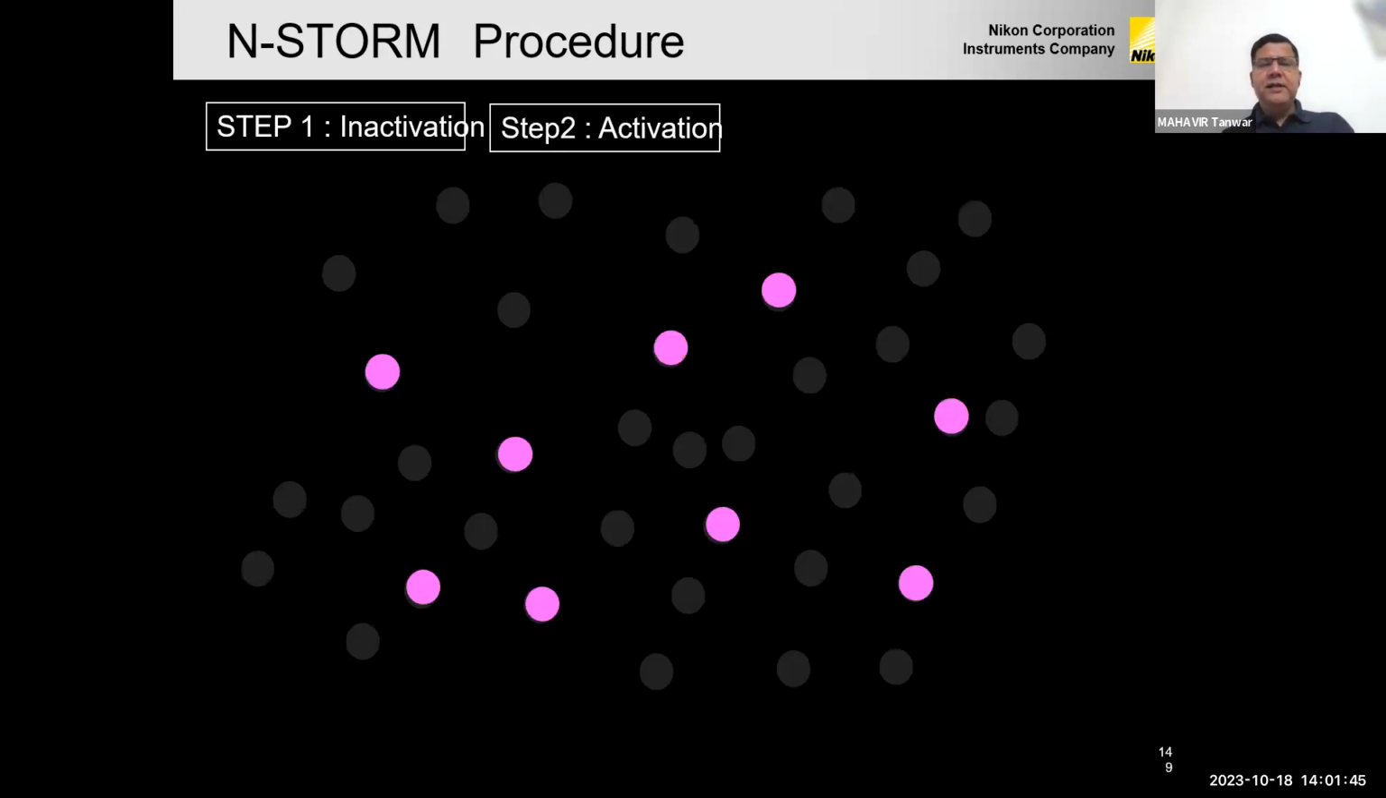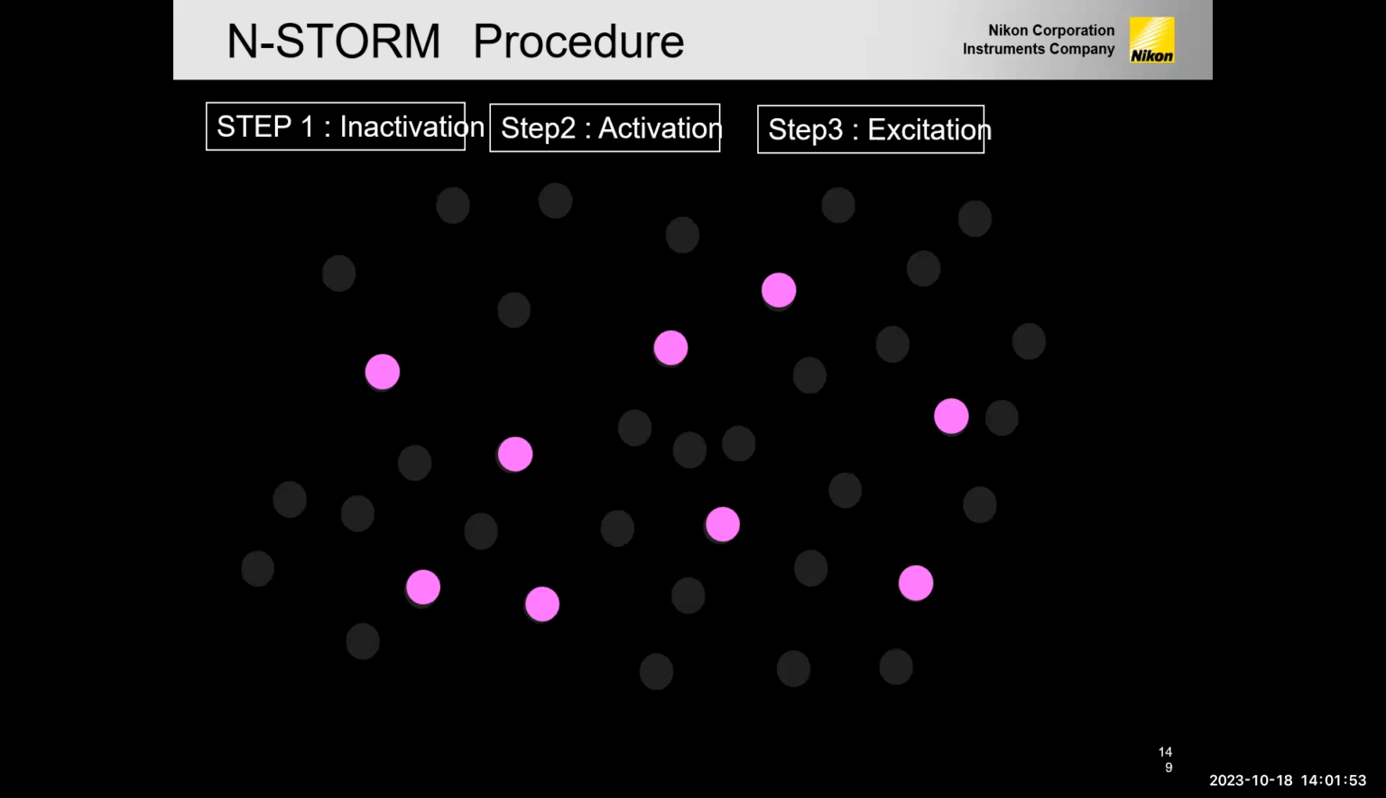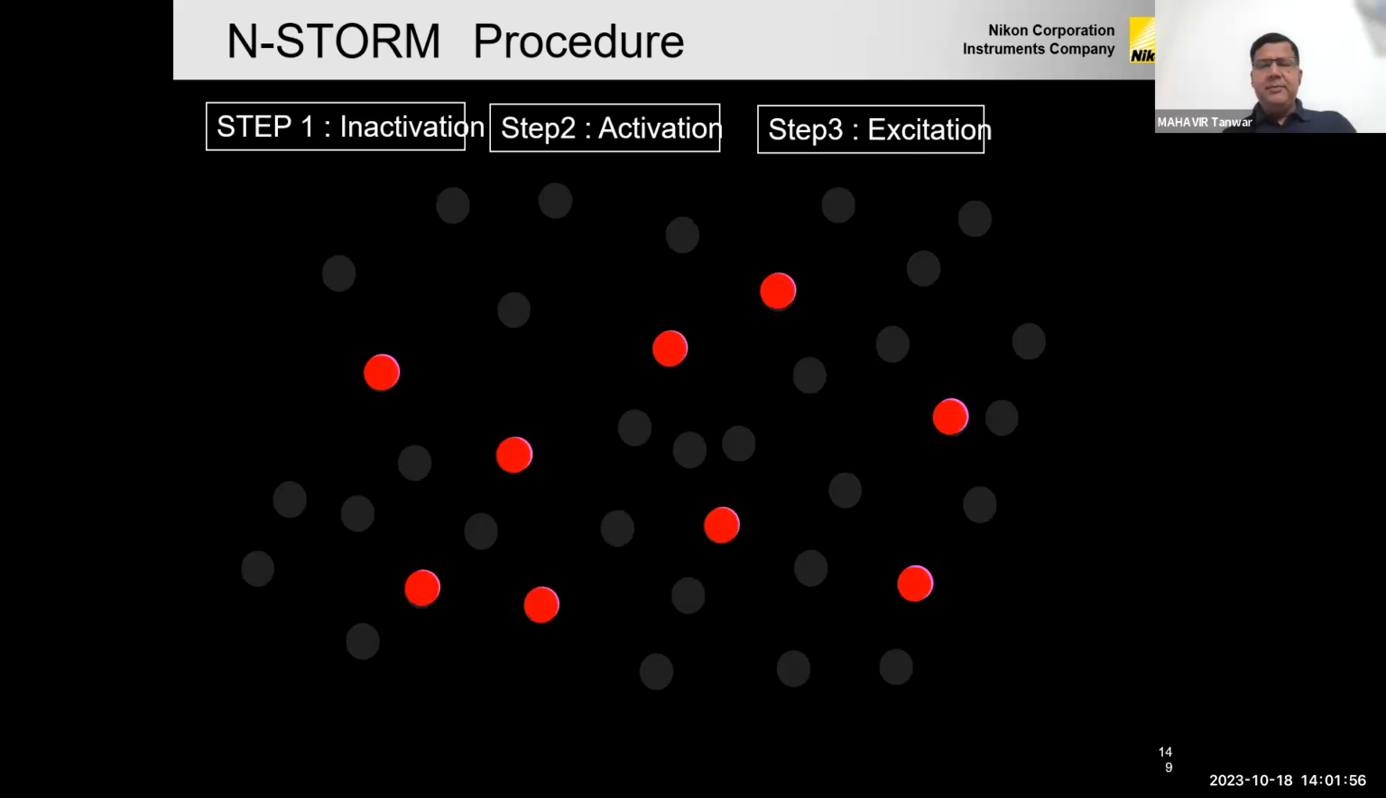Activate. Few will get activated. This is basically stochastic activation. So some will blink, some will not. Yes, it's a random excitation process. Random, correct. Excitation will happen.